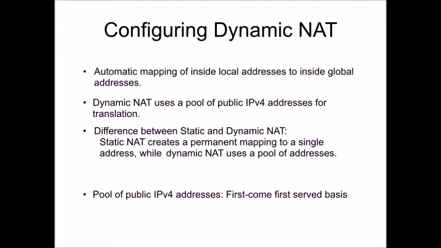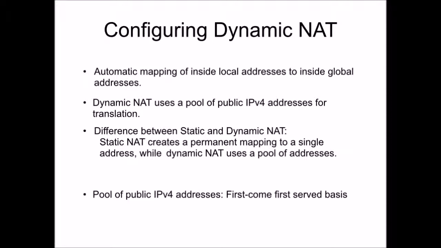Dynamic NAT allows automatic mapping of inside local addresses to inside global addresses. These inside global addresses are typically public IPv4 addresses. Dynamic NAT uses a group or pool of public IPv4 addresses for translation. The difference between static and dynamic NAT is that static NAT creates a permanent mapping to a single address, while dynamic NAT uses a pool of addresses. The pool of public IPv4 addresses is available to any device on the inside network on a first-come, first-served basis.